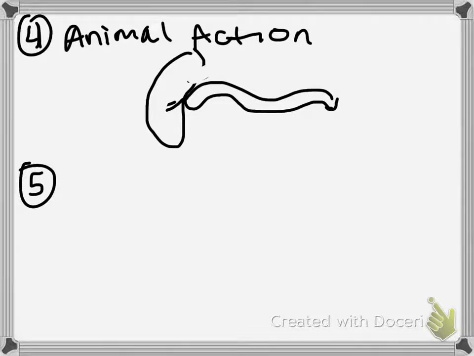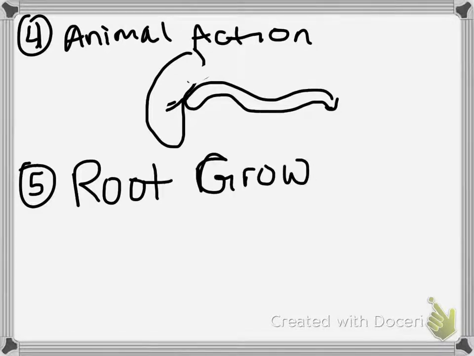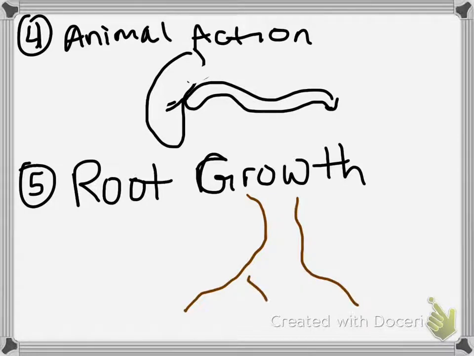Our fifth kind of mechanical weathering is root growth. So that just means it has to do with plant growth. If you have a tree, its roots are very, very strong. Actually, any plant's roots are very, very strong, but a tree would be even stronger.